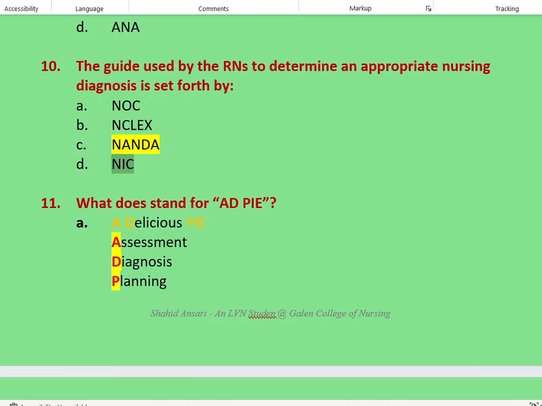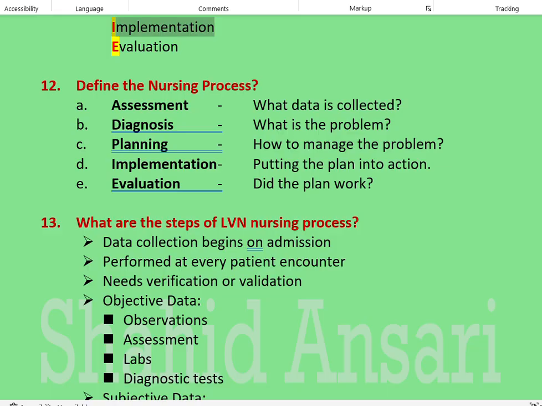NANDA, D. NIC. 11. What does ADPIE stand for? A. A delicious PIE. Assessment, diagnosis, planning, implementation, evaluation. 12. Define the nursing process.